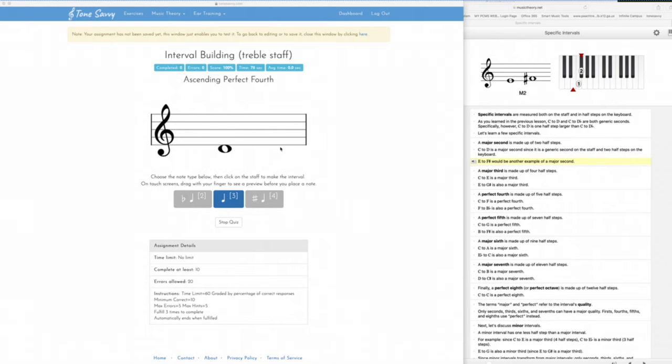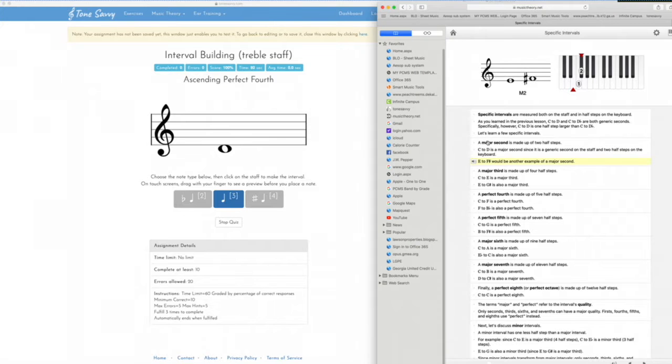This is going to help you work through your Tonesavvy Intervals Level 3 assignment. What we have here is a picture of a note, and they ask up here for an interval. To help you, I've pulled up something from musictheory.net and put it alongside the Tonesavvy assignment so we can count half steps to find intervals. So your first note is a D, and they're asking for a perfect fourth.